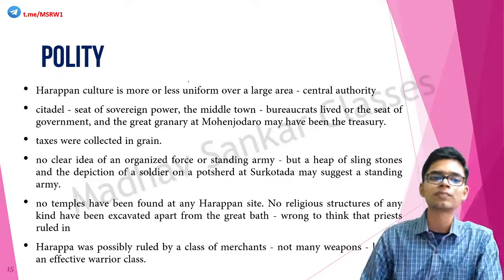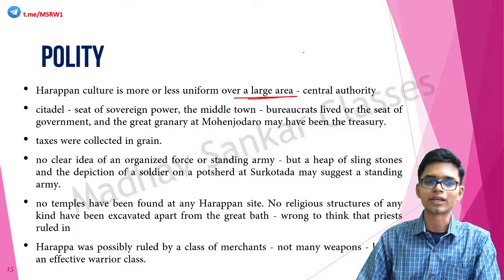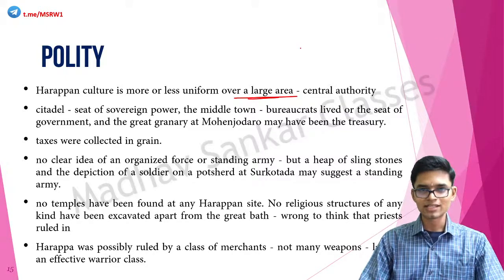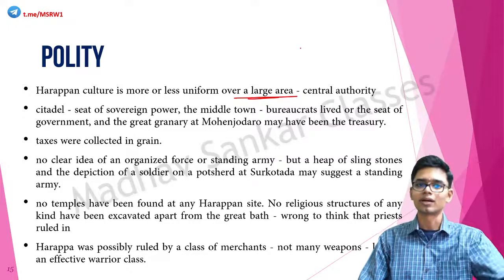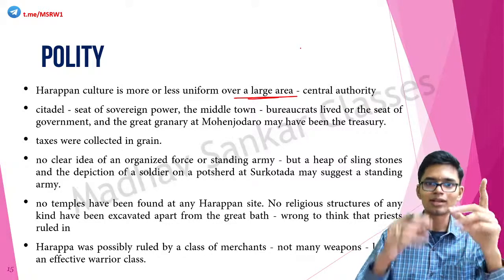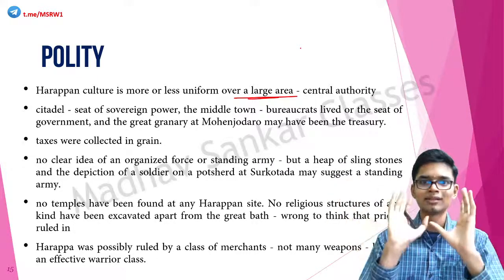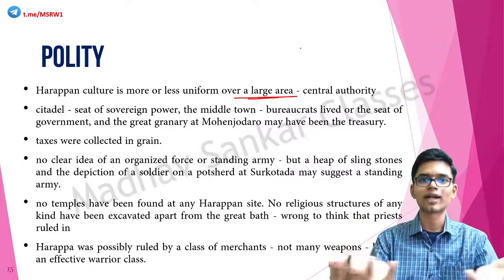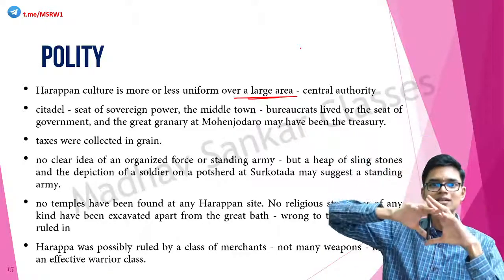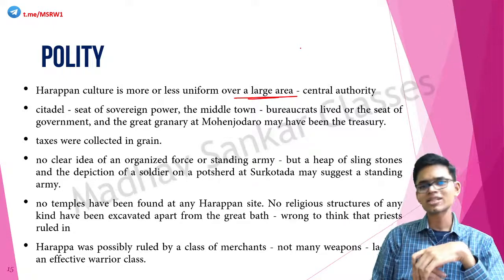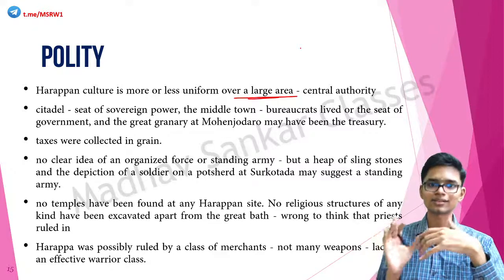No. So continuing, polity. Harappan culture is more or less uniform over a large area. I have already told you, the Indus Valley civilization extends throughout the northern part of the Indian subcontinent, all the way to the Makran coast. But what does this imply? There has been some commonality between all these areas. If there has to be that commonality, then it should also mean that there was some kind of central authority which provides for this commonality. Some kind of central authority existed in Harappan civilization. We are not sure what it is, but it existed.